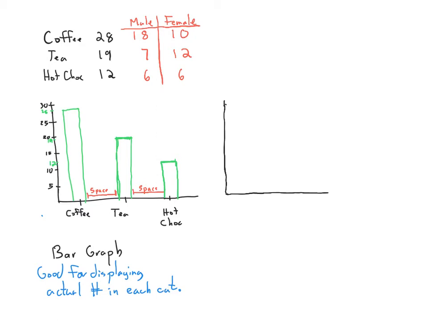We don't have to go all the way up to 28 anymore. We only have to go up to 18. So maybe let's go up by 5s again, but let's make our spaces a little bit bigger so it's a little bit easier to see what's happening. There we are. So now with our categories, say this is coffee, I'm going to have a bar for each of the 2 other categories, male and female, in each of these categories. So coffee, tea, and hot chocolate.